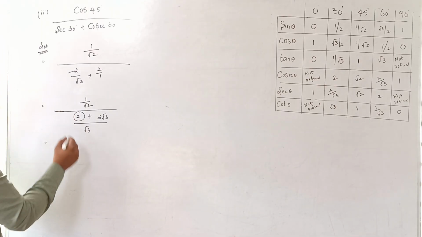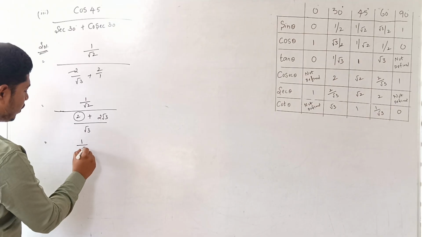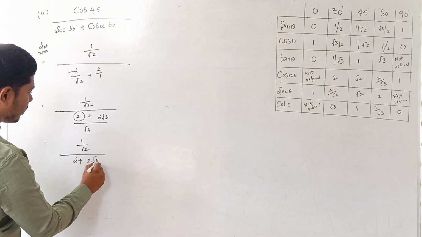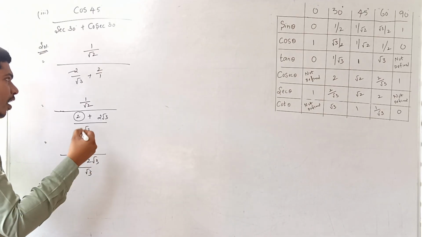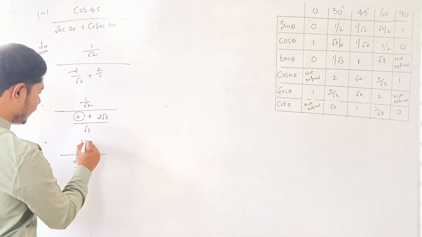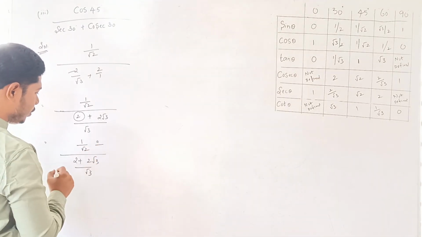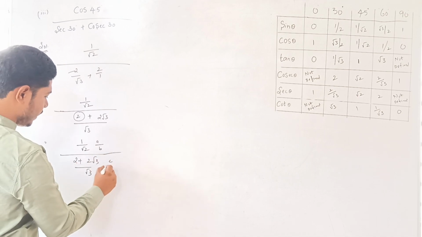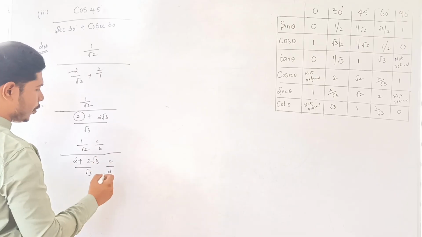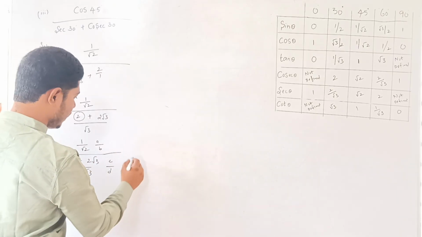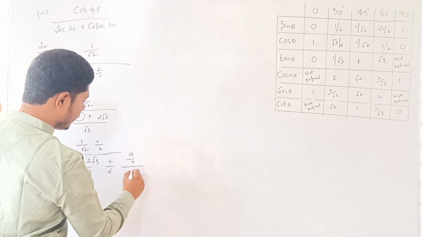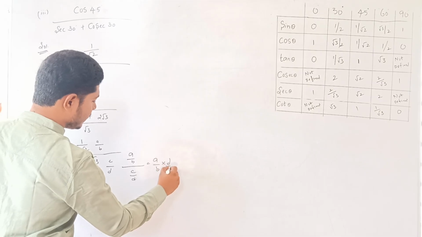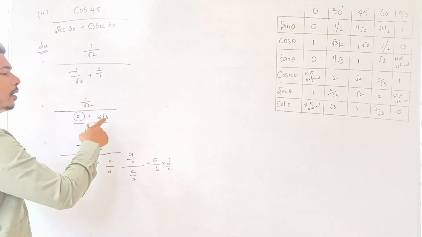See, now this will become 1 by root 3, 1 by root 2 plus 2 root 3 by root 3. We already know that I will take A is equals to 1, root 2 is equals to B. Then this entire part as C and root 3 as D. We know that A by B by C by D is equals to A by B into D by C. The D will come in the numerator.